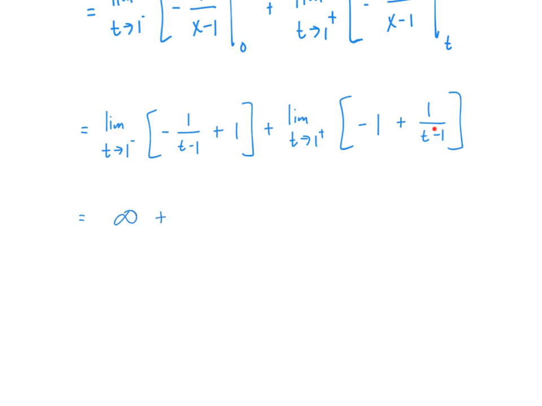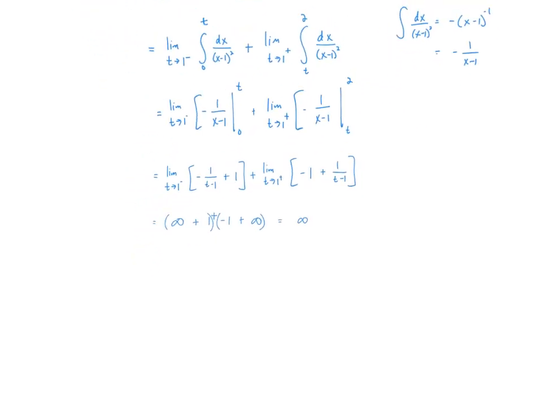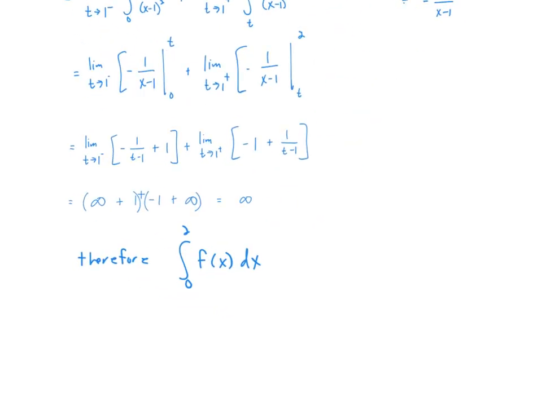Okay, the next one, t from the right, this is always positive when t is to the right of 1. So this is another positive infinity. So it's really plus 1, and then this is really minus 1 plus infinity. And then this just equals infinity. So that means that this whole limit, this whole integral, diverges. So therefore, the integral from 0 to 2 of this function diverges.